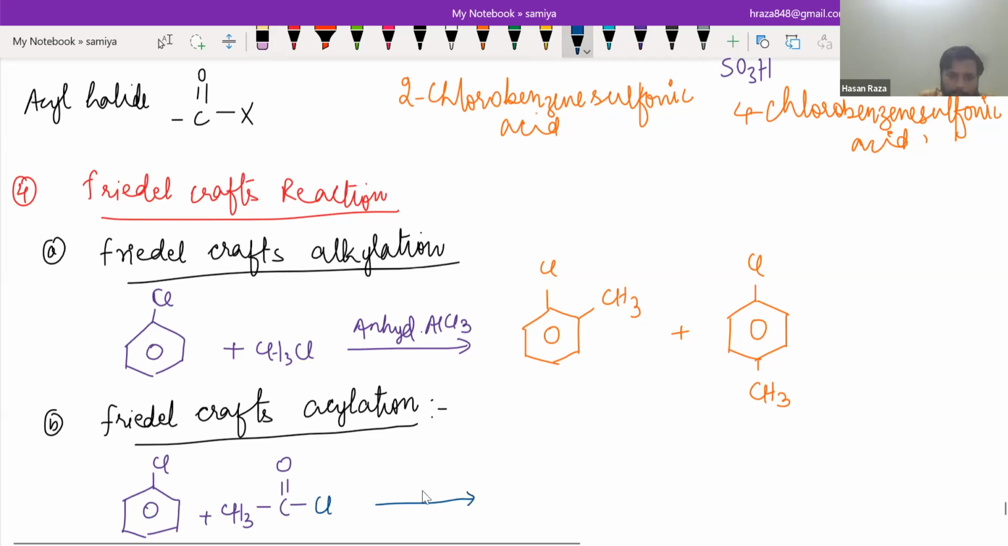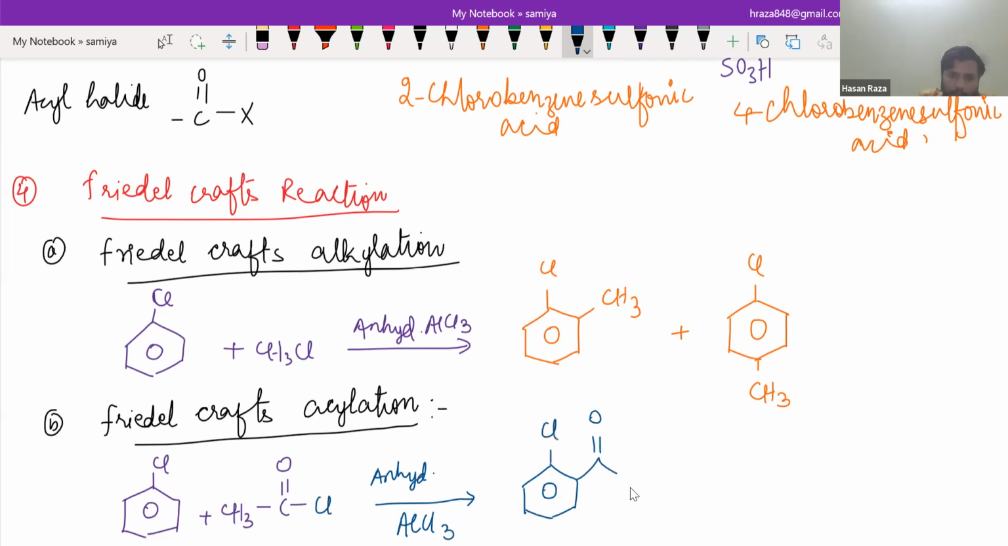In the presence of the same anhydrous AlCl3, there will be addition of the acyl group with respect to chlorine. This will be like C double bond O CH3 at ortho, and again at para with respect to chlorine, C double bond O CH3. Please let me know which one is major and which one is minor.